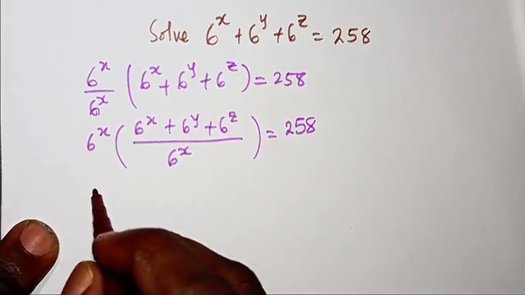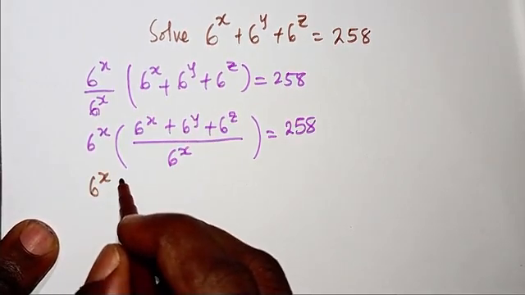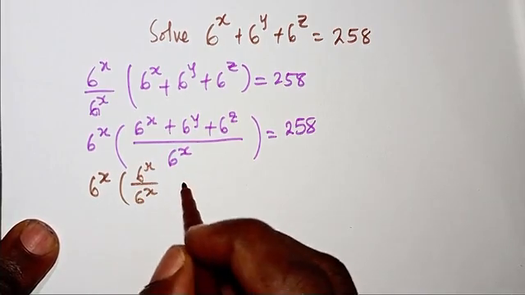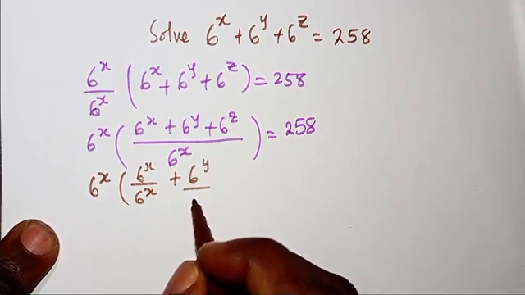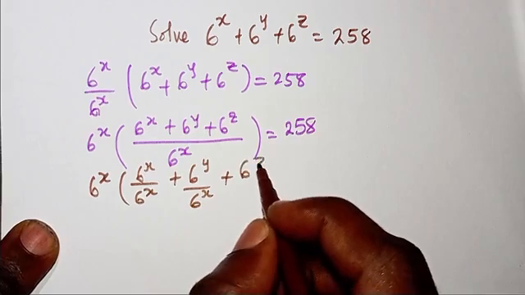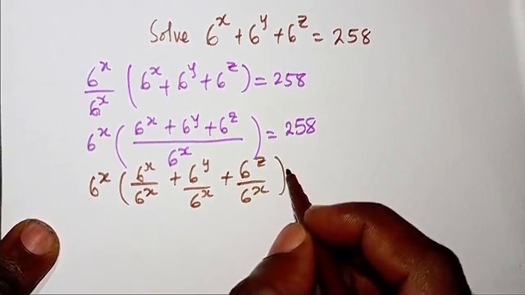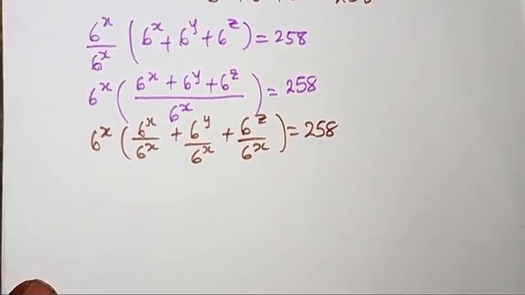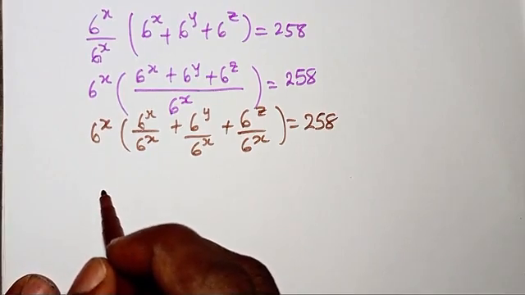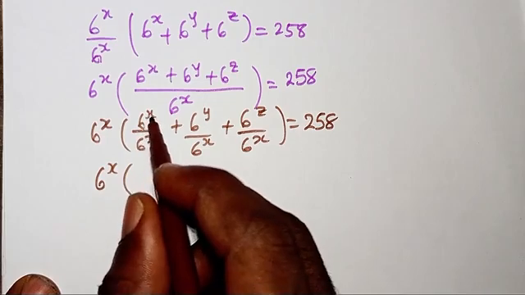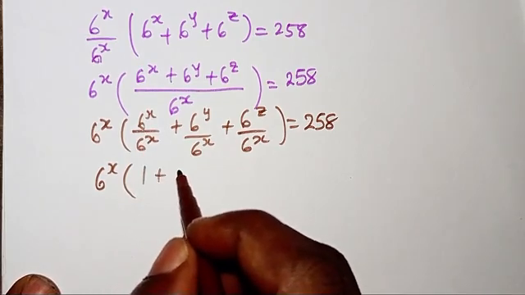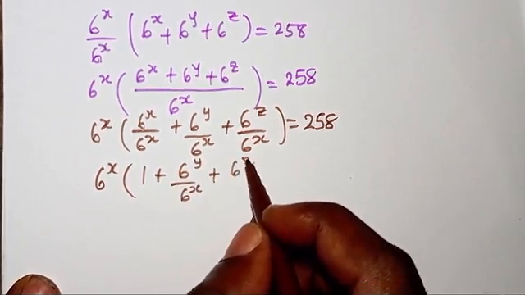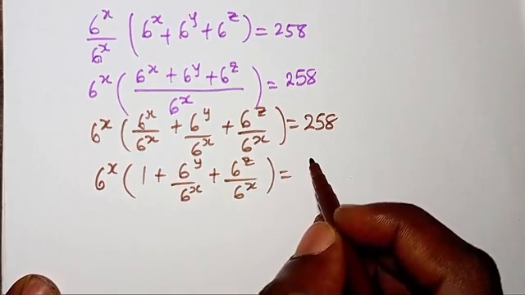So now from there you can see that here we can rewrite this equation as 6 to power x into bracket 6 to power x over 6 to power x, then plus 6 to power y over 6 to power x plus 6 to power z over 6 to power x, then everything equals 258. The next thing we are going to do is that we have 6 to power x into bracket 6 to power x divided by 6 to power x, which is 1, plus 6 to power y over 6 to power x plus 6 to power z over 6 to power x equals 258.